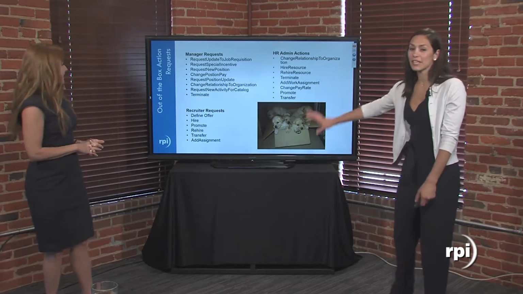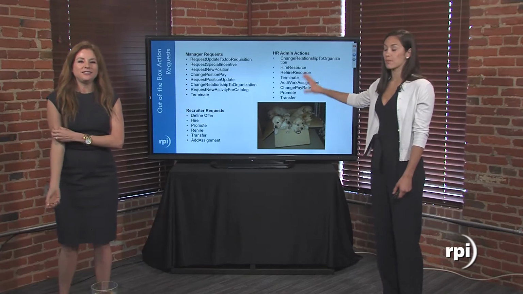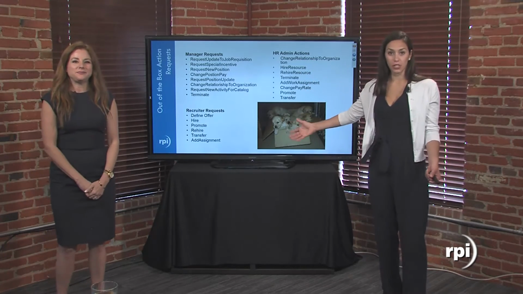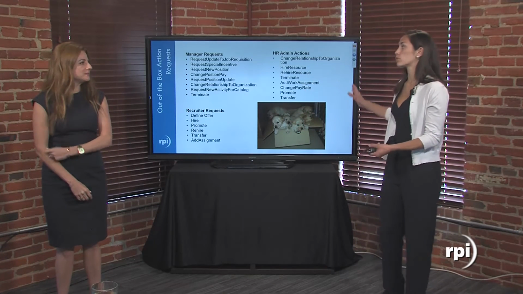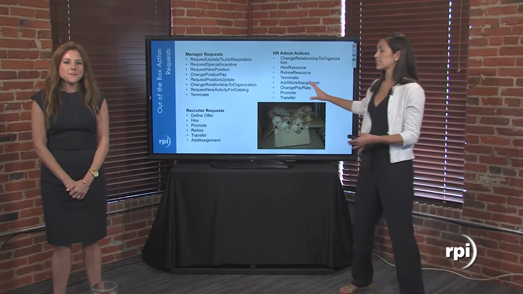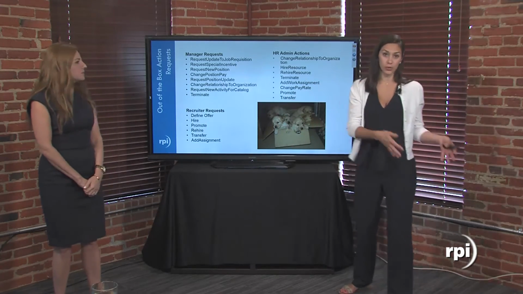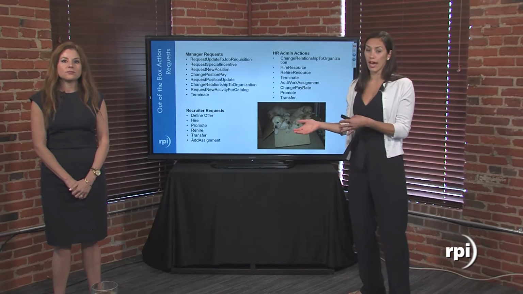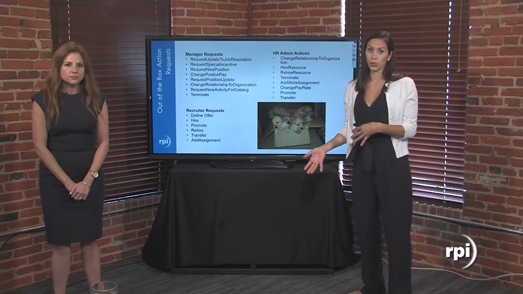Here we have, speaking of out of the box, all the out of the box action requests that we talked about a little bit earlier. So I won't read all of these to you, but I'll stall so you can get a good view of the slide. But basically these are all of your S3 actions. These are the delivered action requests that exist in global HR.